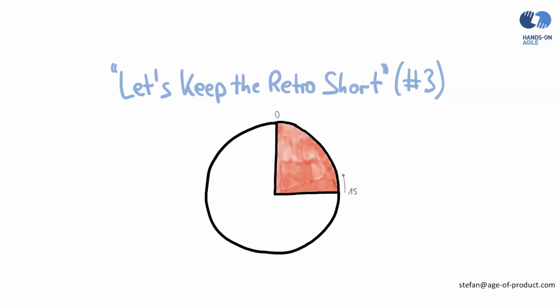Number 3, let's keep the retro short. So this is the rushed retrospective syndrome. The team is in a hurry and allocates much less time than the minimum 60 to 90 minutes for a retrospective. By the way, the time box for a retrospective is 3 hours for a month-long sprint.